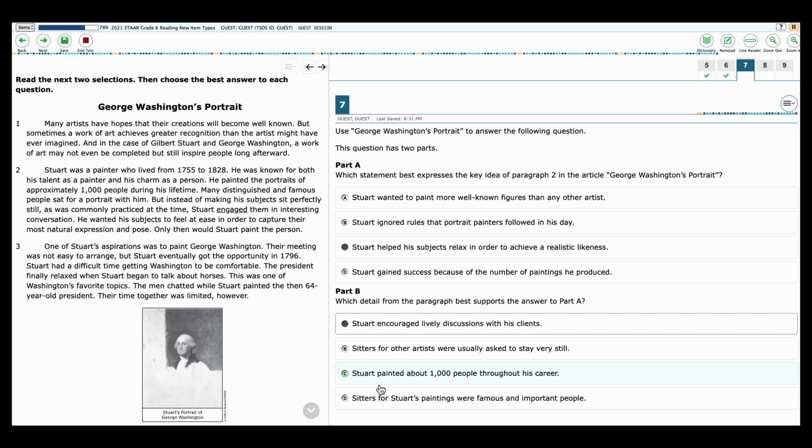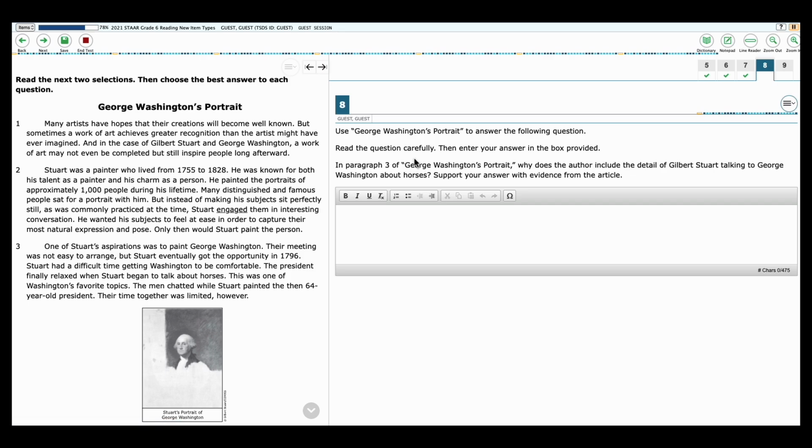So that's not correct. So here again, this is going to be worth 2 points, and this is a main idea or key idea question. All right, question number 8. Here is going to be an example of a short constructed response. So use George Washington's portrait to answer the following questions. Read the question carefully, then enter your answer in the box provided.